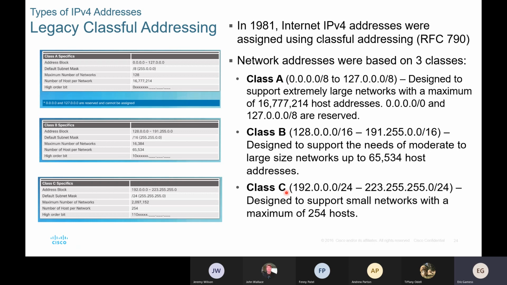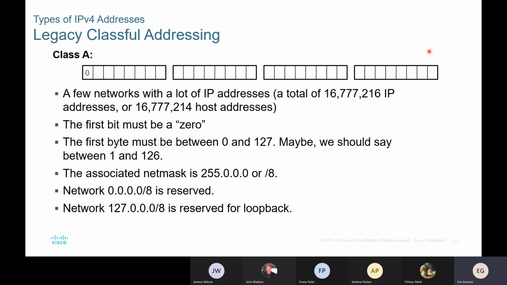This is historic, and it was defined in a request for comment with this number, 790. So you can go to this request for comment and read what they decided at the time. This is obsolete. We don't use it anymore, but it is still very common when you speak with somebody that works in the networking field. So we are going to see them with a lot of detail.